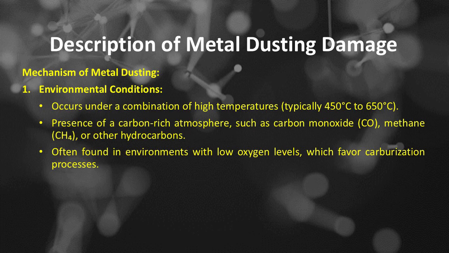Mechanism of metal dusting. Number 1 is environmental conditions. It occurs under a combination of high temperatures, typically 450 degrees Celsius to 650 degrees Celsius, and the presence of a carbon-rich atmosphere, such as carbon monoxide or CO, methane or CH4, and/or other hydrocarbons, often found in environments with low oxygen levels, which favor carburization processes.